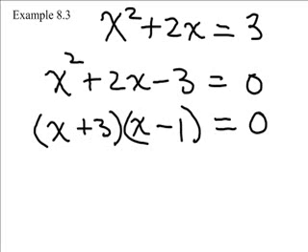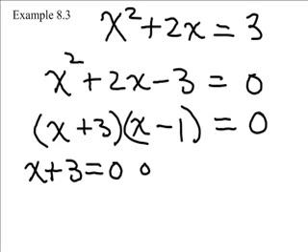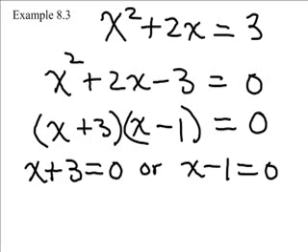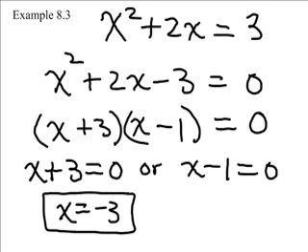So once I've factored, I then set each factor equal to 0. So either x plus 3 is equal to 0, or x minus 1 is equal to 0. And now I solve these secondary equations for x. So for the first one, I add negative 3 to both sides to get x equal to negative 3. And for the second one, I add a positive 1 to both sides to get x equal to positive 1.